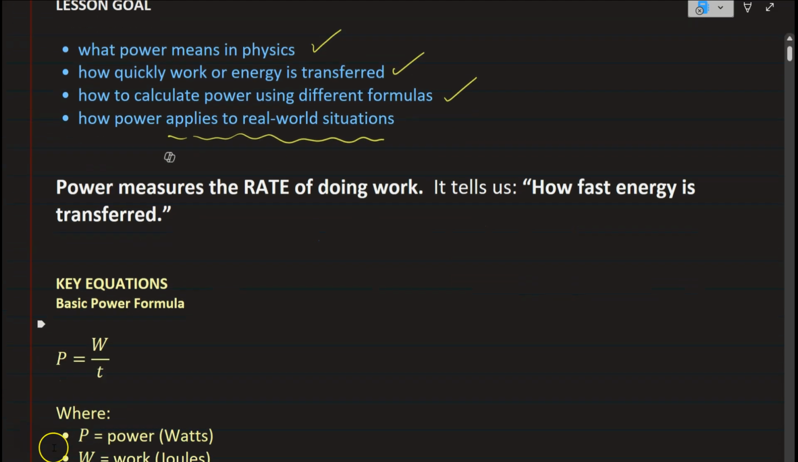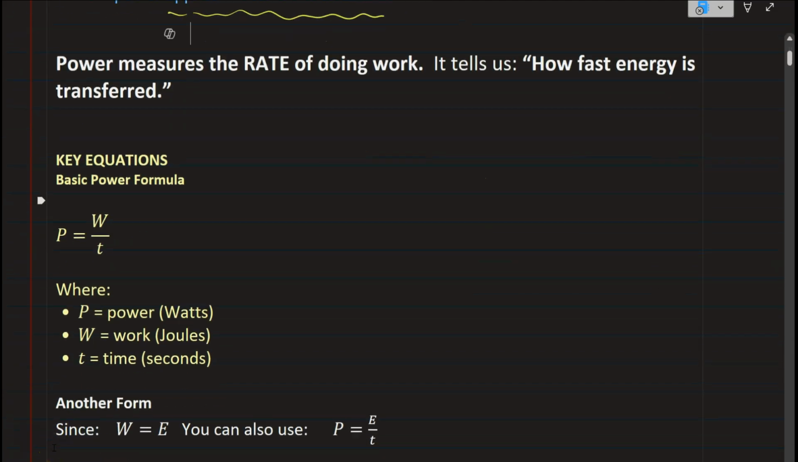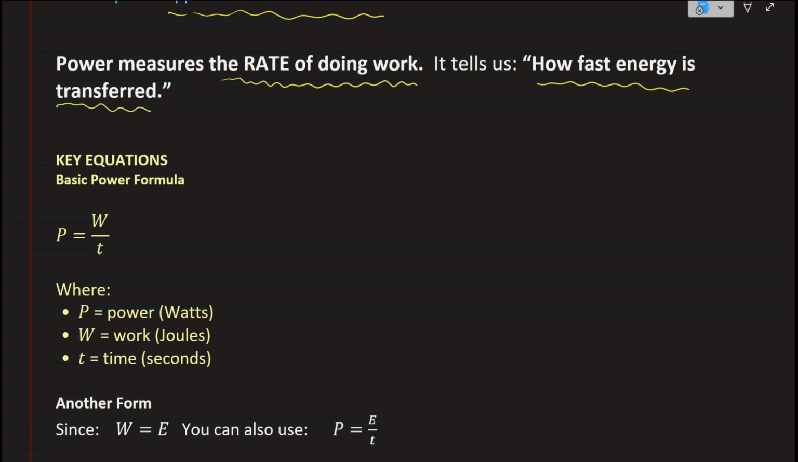Okay, first thing, here is the definition. Power measures the rate of doing work. That is it, how fast you can do the work. Okay, it's just the rate. So how fast energy is transferred is another way of looking at it.